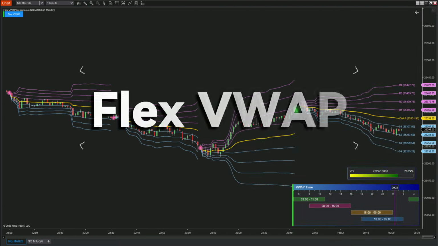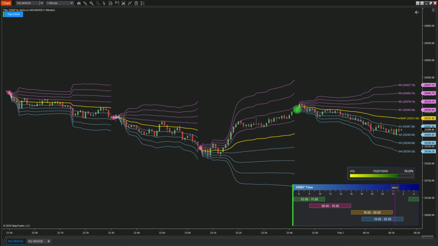Therefore, we are developing an indicator called Flex VWAP. It is designed to address the limitations of traditional VWAP, remove lag from old data, closely follow every movement of volume, and reliably identify fair value zones.